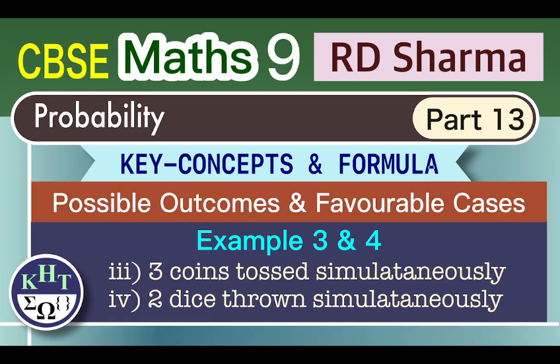So let's start part 13 video, where I will be discussing example 3 and 4 of random experiments along with their possible outcomes and favorable cases of some events based on those two random experiments.